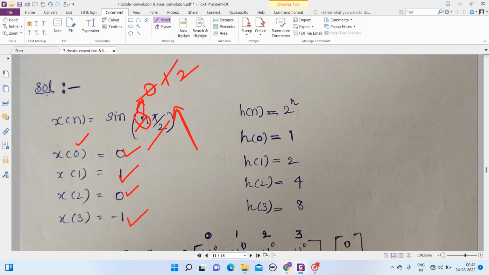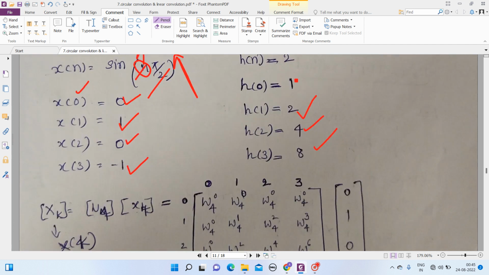Similarly, we have to substitute in order to determine the h of n sequence. So we have to substitute the value of n as 0, 1, 2, 3. You know very well. So 2 to the power of 0, substitute n value as 0. 2 to the power of 0 is 1, right? So 2 to the power of 1 is 2. 2 to the power of 2 is 4. 2 to the power of 3, the n value 3, is 8. These are the sequences for x of n and h of n.